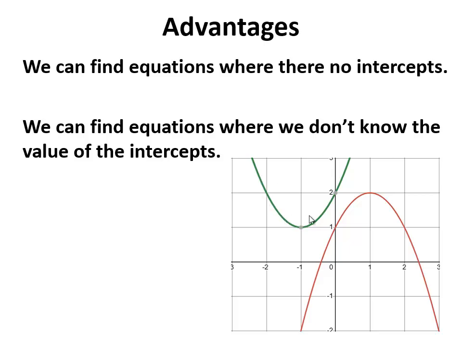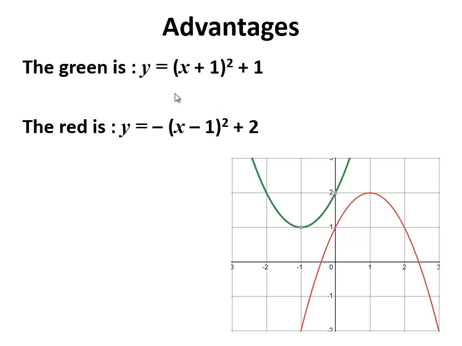In the green case, it turns but there are no intercepts, so we can't use the intercept method. In the red case, it has intercepts, but we don't know what they are because they're not marked as whole numbers. So the equations for these: the green is x plus 1, because it's minus negative 1, plus 1, and for the red it is x minus 1 plus 2, but negative because it's upside down. So that allows us to do two graphs that we couldn't do with the intercept method.